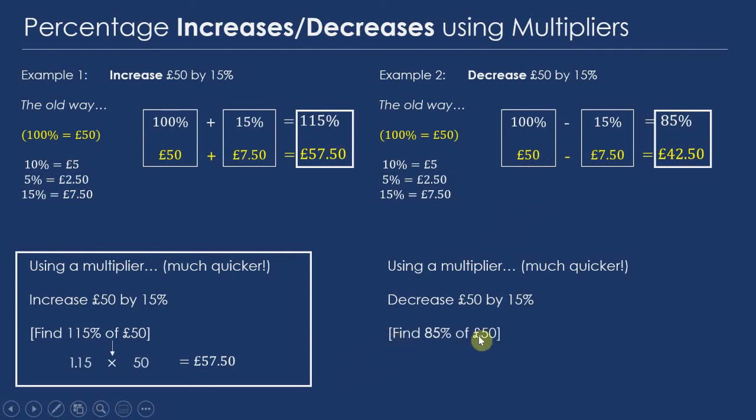So they could have just asked this as the question. It's exactly the same thing. Decrease £50 by 15% is the same as finding 85% of £50. So we turn it into a decimal, we times it by 50, we get the same answer.